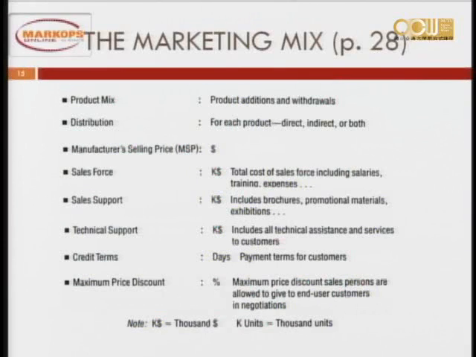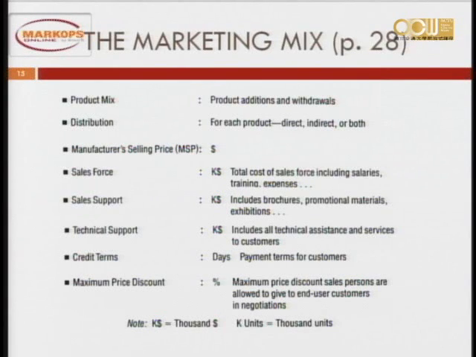Salesforce means the total cost of Salesforce, including salary, training, expenses. So I need to have highly qualified salespersons. Support means brochures, promotional materials, exhibition. Okay. Then technical support here. I got technical assistance and service customer. And I said before, for expensive one, and for the direct one, in general it should be higher. Okay? Then credit term, the same as I said before, right? Payment term for customer. Expensive one in general higher, longer one. And maximize price discount.